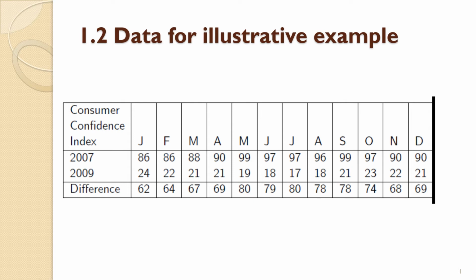So here is the data for our illustrative example then. The top line of the table gives you the Consumer Confidence Index for 2007. The second line of the table gives you the Consumer Confidence Index for 2009, and then the bottom row gives you the difference. The idea would be that if the difference is statistically different from zero and it's assuredly positive, this gives you formal, systematic statistical evidence that there is a difference between 2007 and 2009.